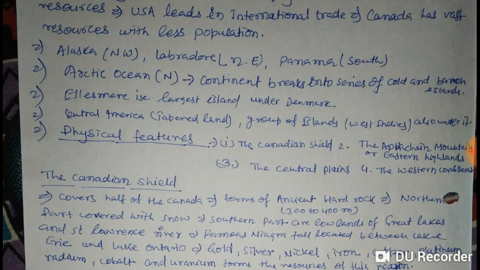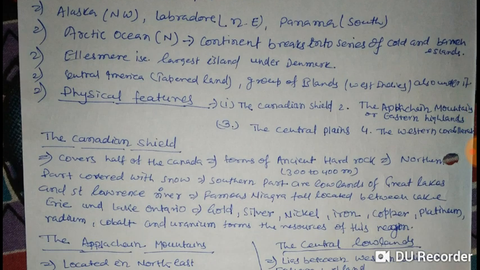Next point is Alaska. Alaska is in the northwest of the continent, and Labrador is in the northeastern part of the continent. Then Panama is south of the continent. These are the borders, you can say. Alaska is in northwest, Labrador in northeast, and Panama is in south. Next is Arctic Ocean. Arctic Ocean is in north. Then the continent breaks into a series of cold and barren islands. Continents are here in broken condition. These are barren islands.